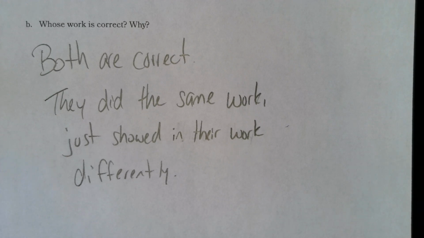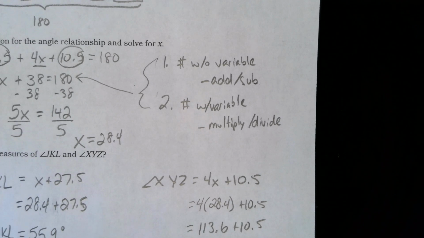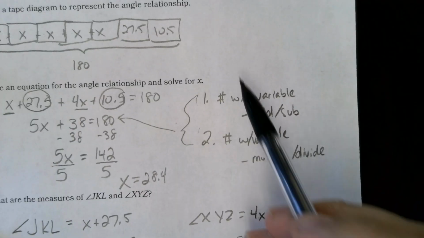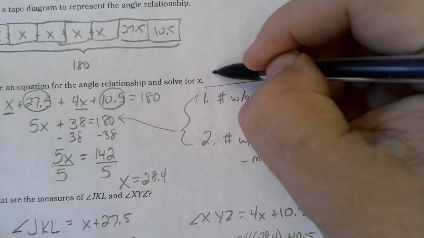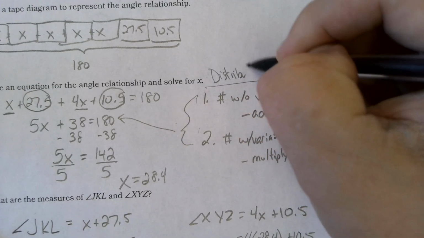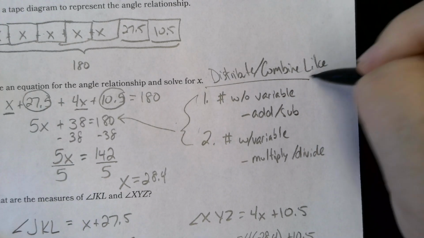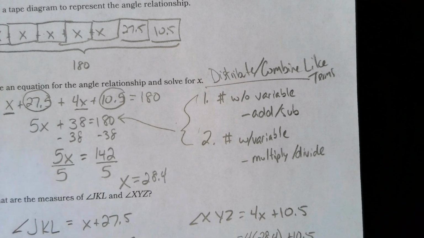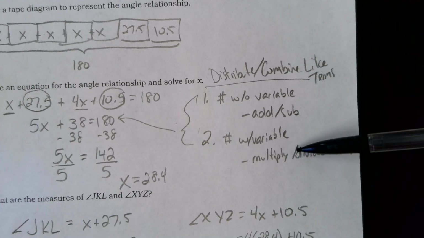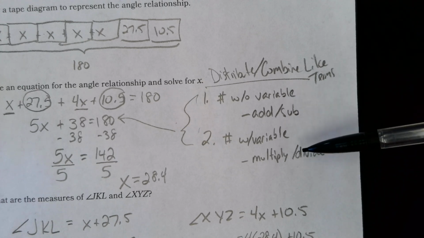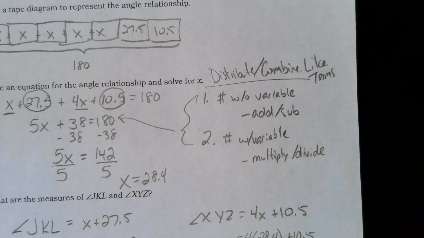What I need us to make sure that we're aware of as we're working through these kinds of problems is to make sure we have these two steps. Before here, we could say distribute, combine like terms, and then do these two steps. Sometimes you're not going to have both of these steps. Sometimes you will have both of them. But whatever work it is that you need to do, please make sure that you are getting that done.